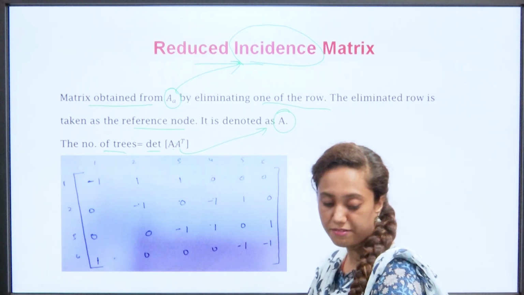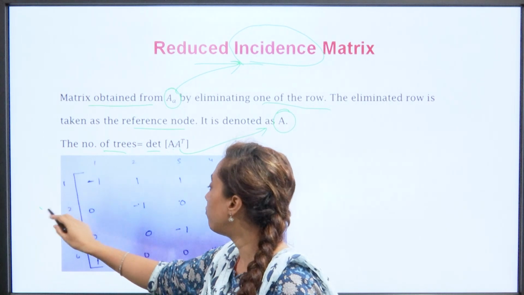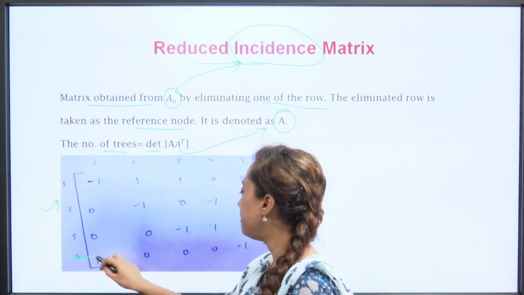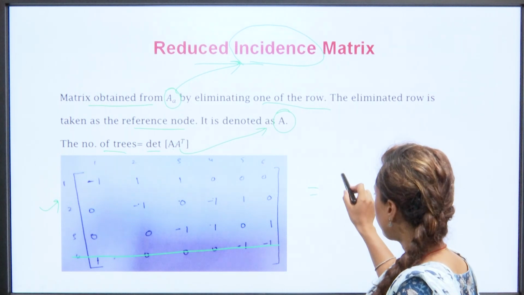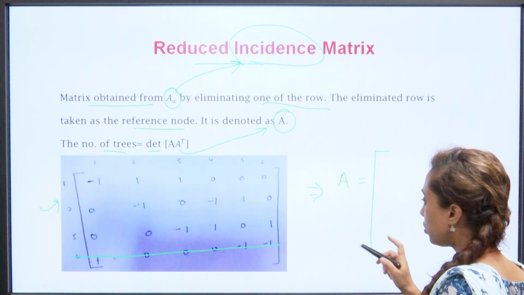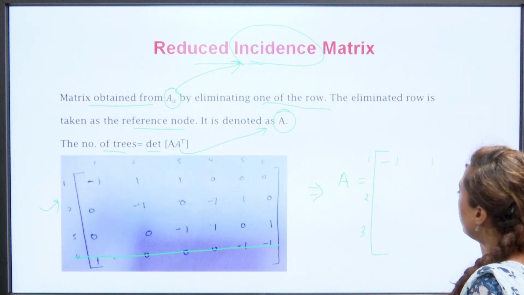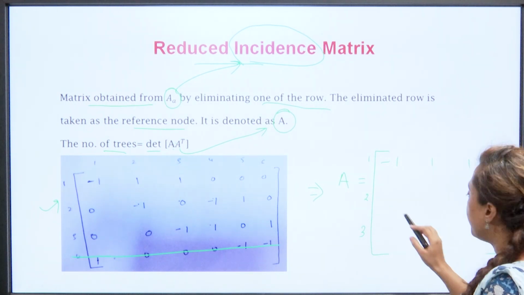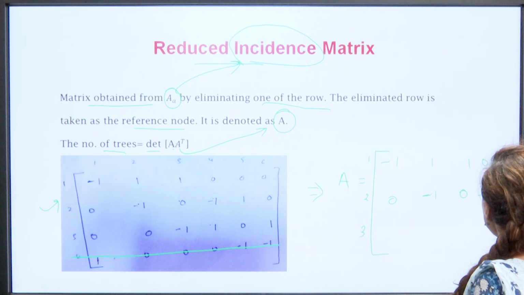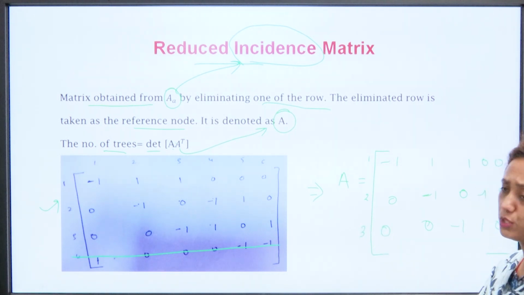We have taken the same example, the same graph and the same incidence matrix which we have taken here. Now, what we will do, we will take any row as a reference node and we will just eliminate it. For example, if I am eliminating this row, now it will make a reduced incidence matrix. So, it will have 3 nodes, that is 1, 2, 3 with the same values, we will not change anything in it. We have just removed one node by taking it as a reference one. So, this is the reduced incidence matrix, right?